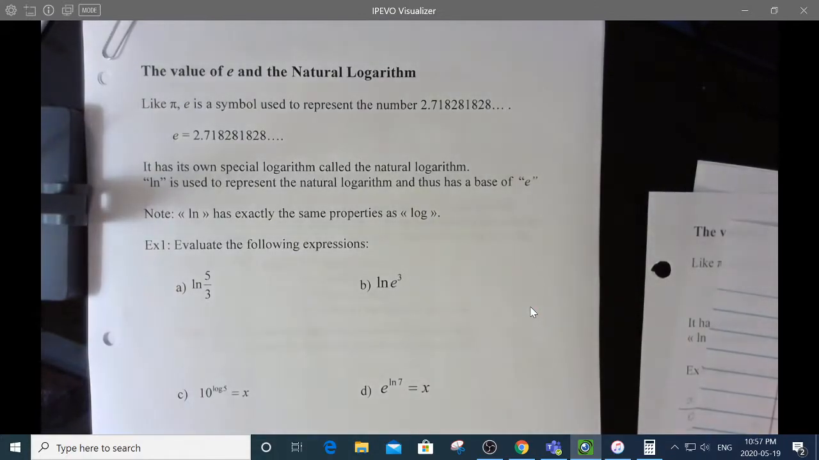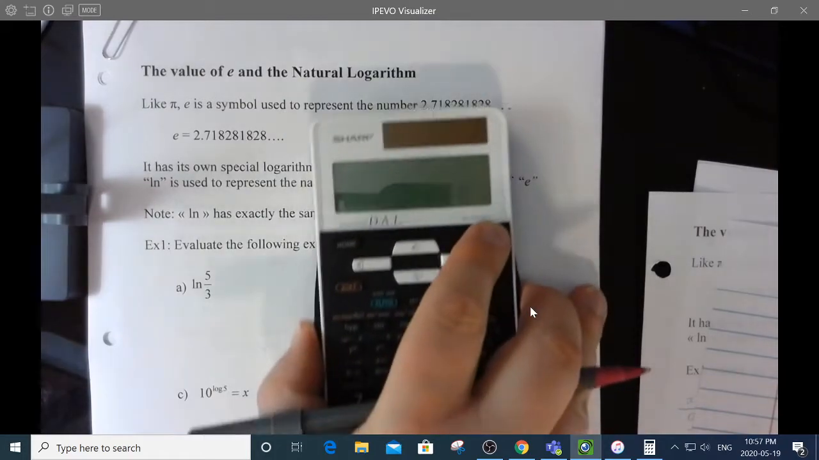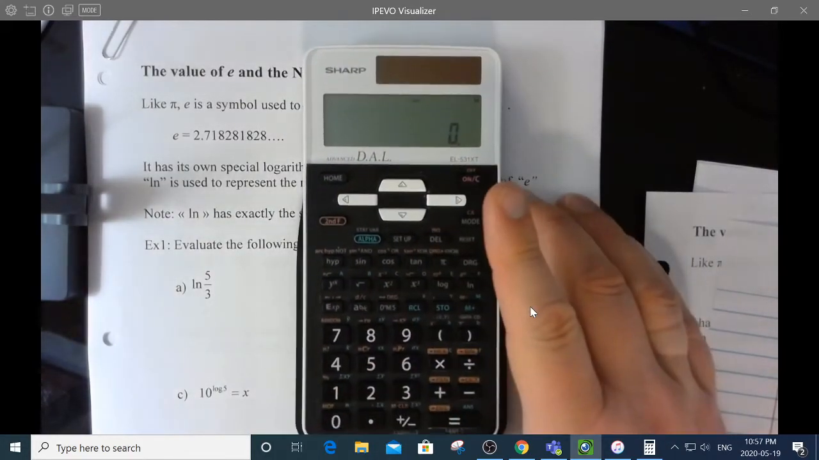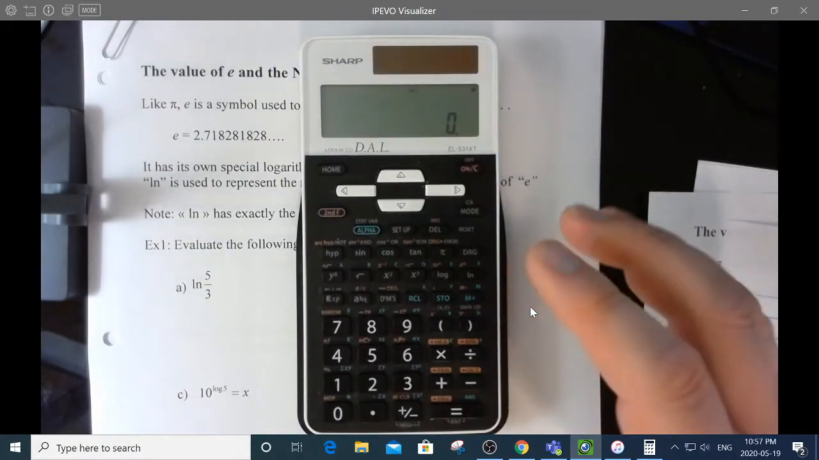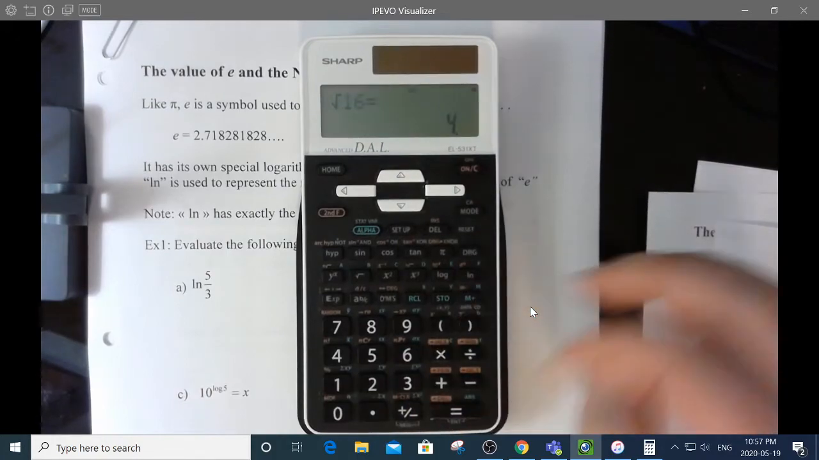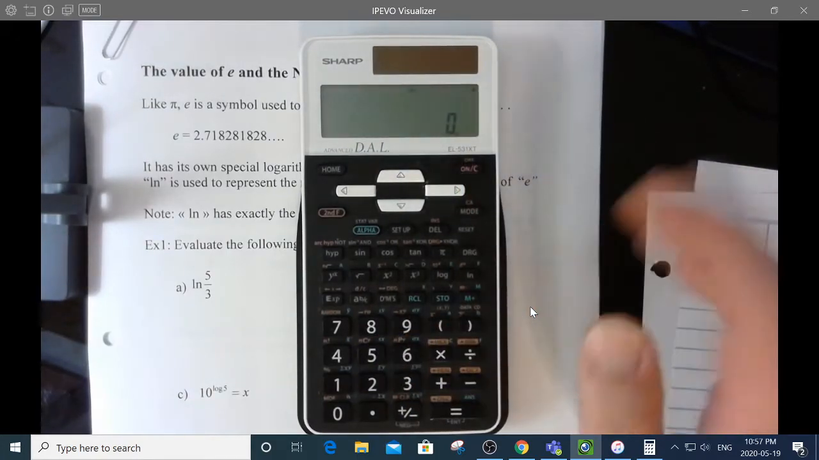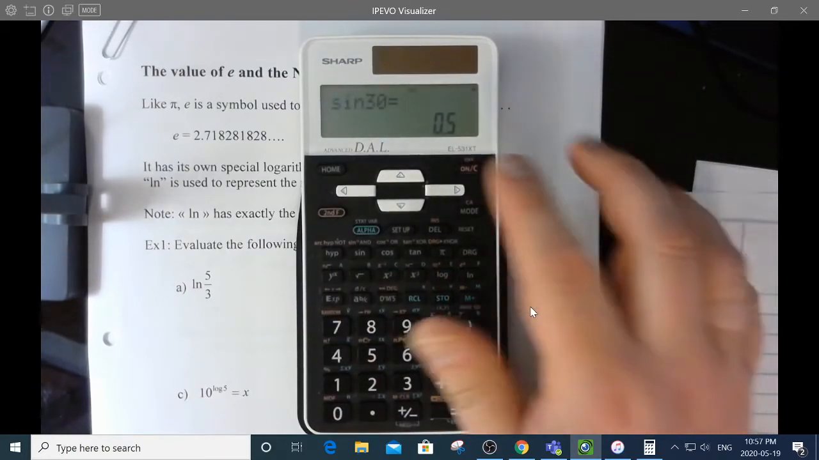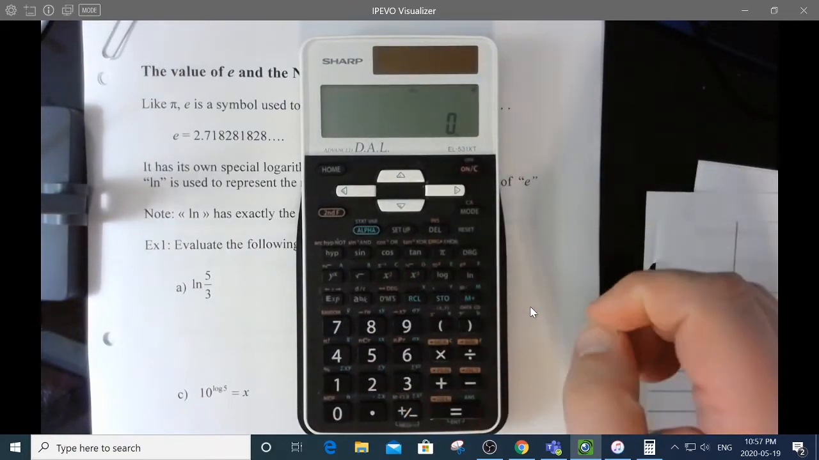If you want to find e on your calculator, it's not that hard to do. If you have this kind of calculator, the kind where you actually look for the natural log button, this is the kind of calculator where if you want to do something like square root 16, you have to hit the square root first, right? And then 16, and the answer is 4. If you want to do sine of 30 degrees, you go sine 30, and you hit it in the same order.